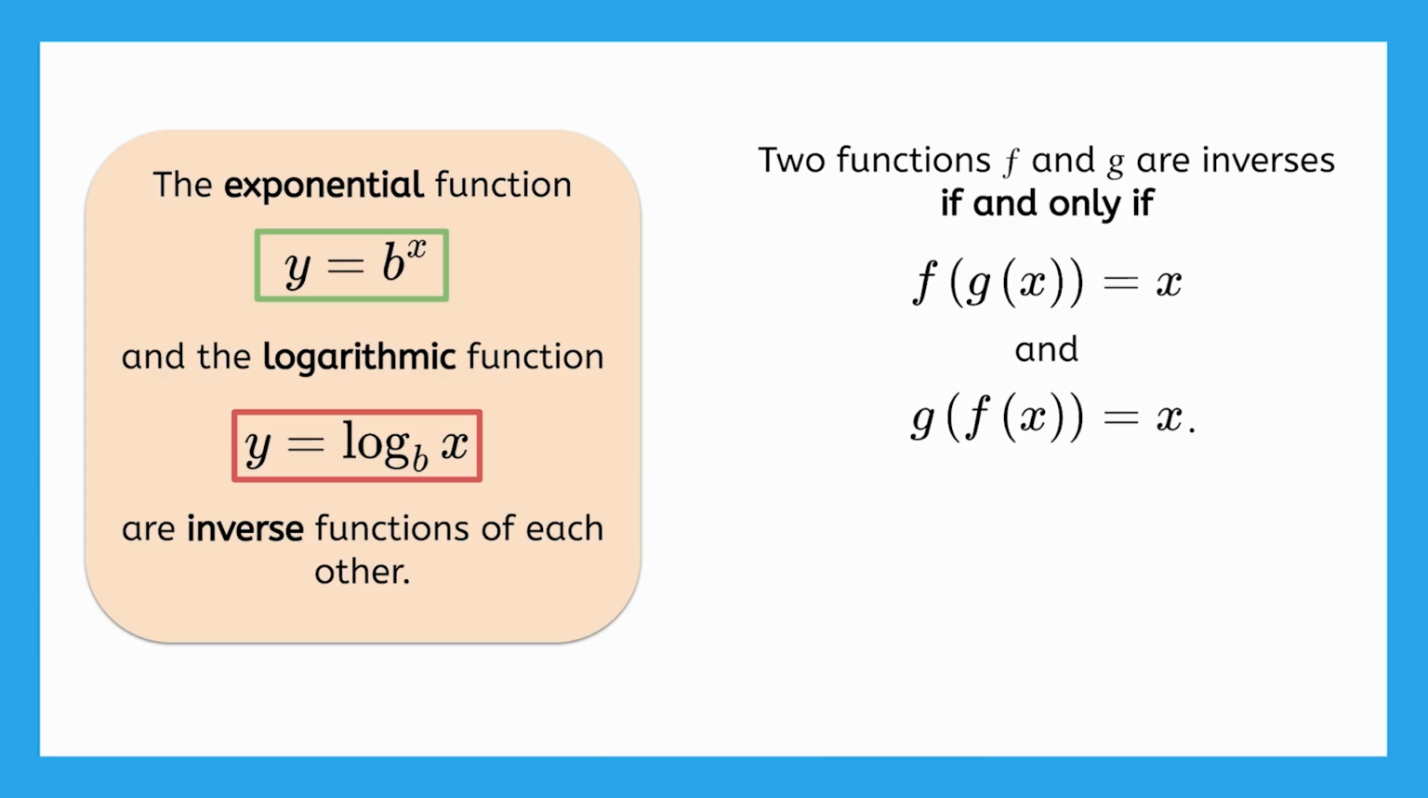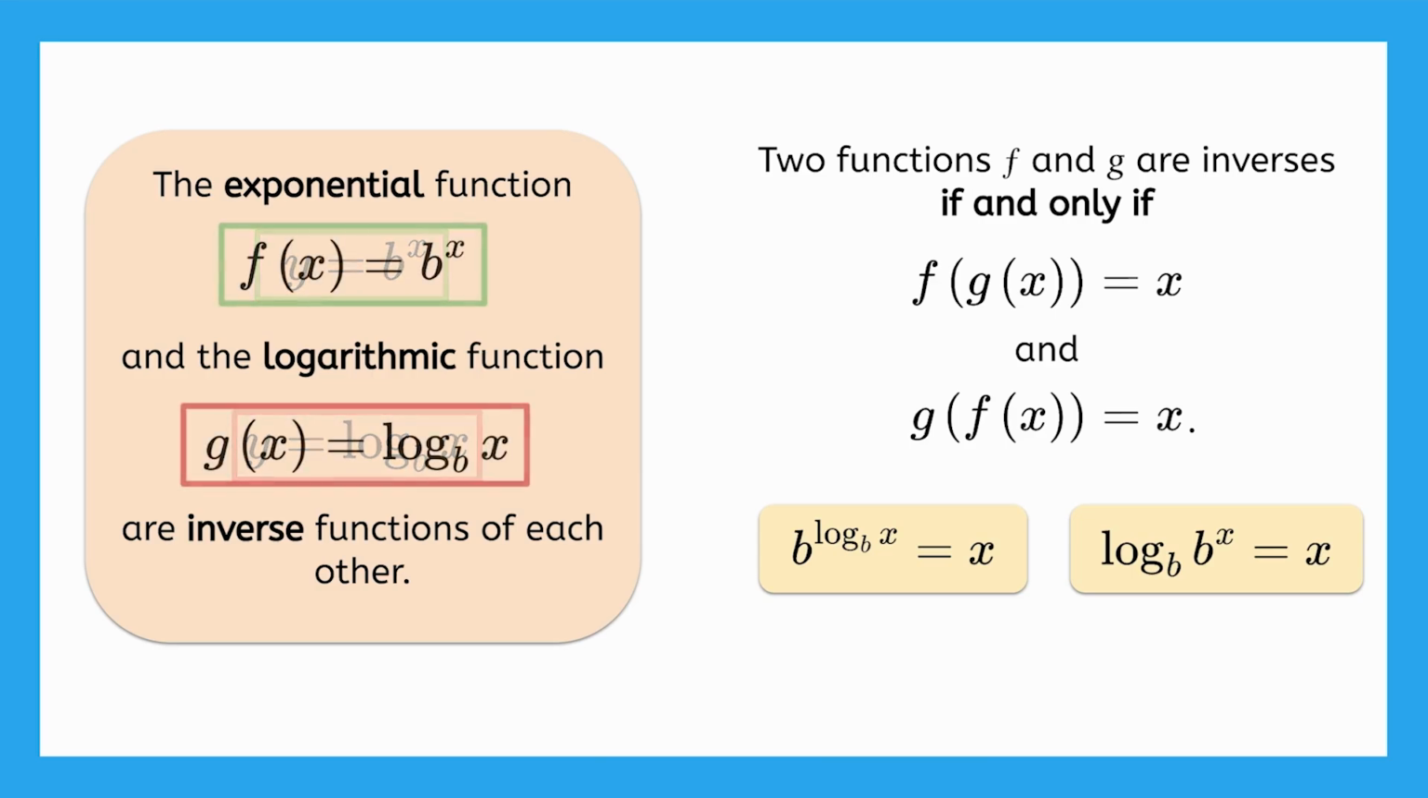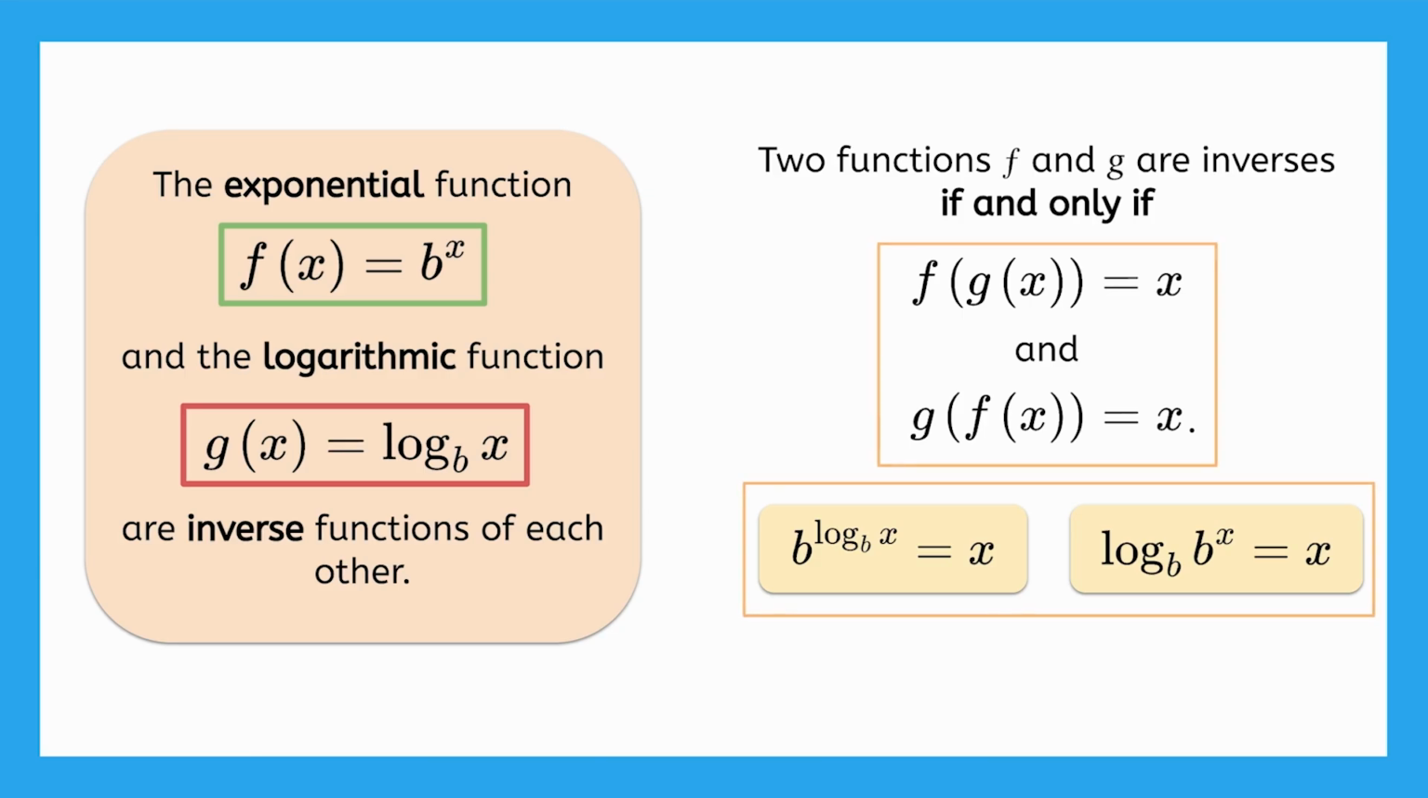These statements kind of remind me of these properties we saw earlier in this unit. B to the log base b of x equals x, and log base b of b to the x equals x. In fact, if we let f of x equal b to the x, and g of x equal log base b of x, these two pairs of statements are exactly the same. With these properties alone, we have proven b to the x and log base b of x are inverse functions. Let's practice applying these properties to check whether two functions are in fact inverses.